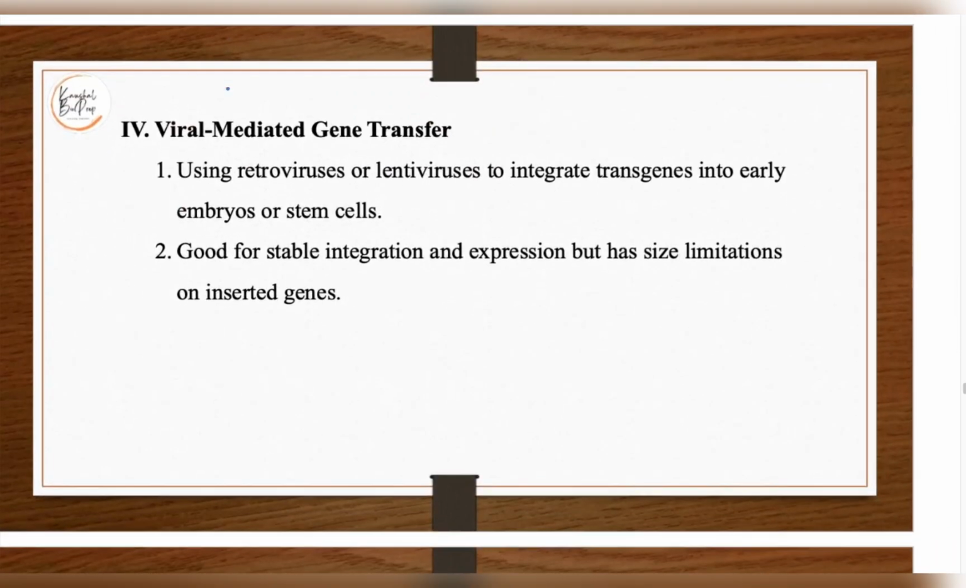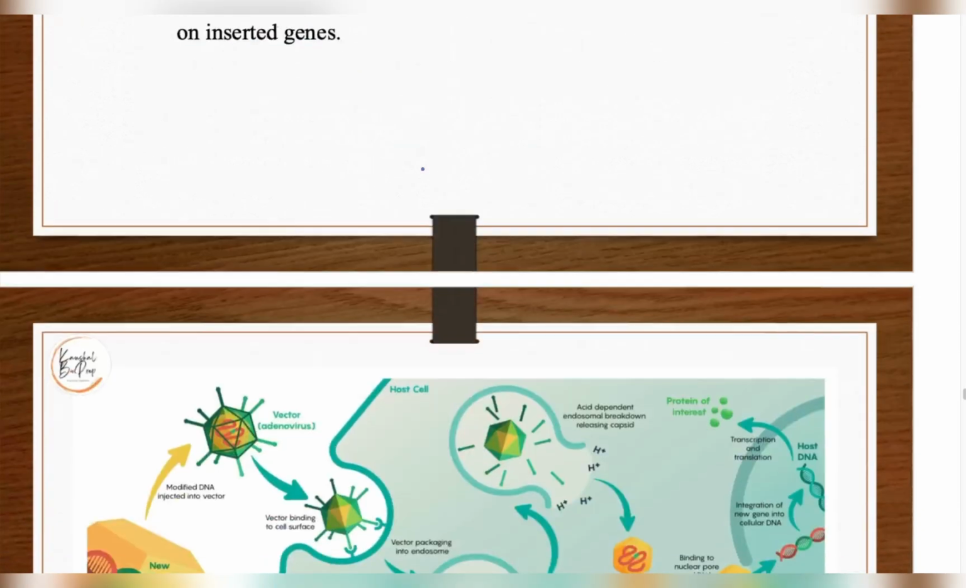Then there is viral mediated gene transfer. In this case, you use certain retroviruses or lentiviruses. These viruses are used to integrate the transgene into the early embryos or stem cells, right? So you are using the retroviruses as a kind of vector so that you can integrate your desired transgenes into the embryo or stem cells. This is a very good method for stable integration and expression, but size limitation is there because retroviruses and lentiviruses cannot take up foreign DNA of large base pairs. So the inserted gene size is the limitation of this method.